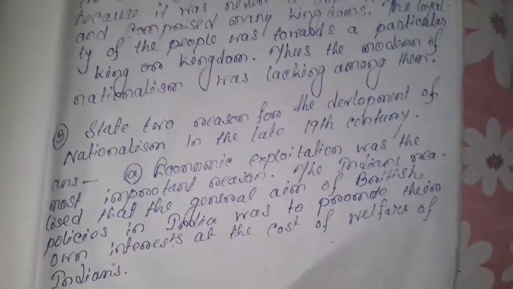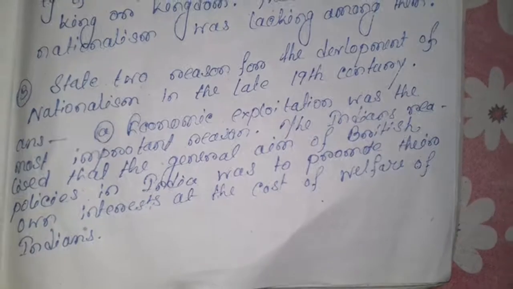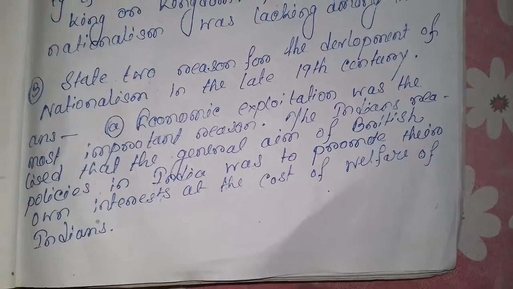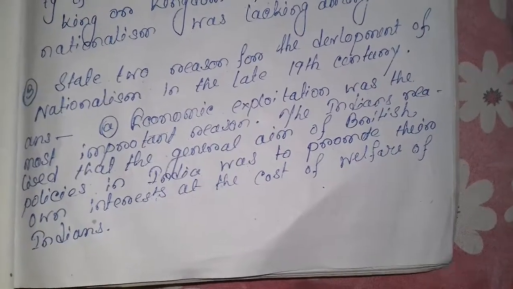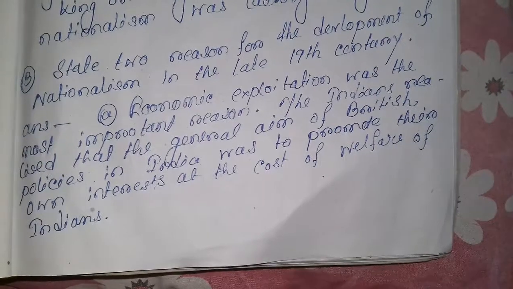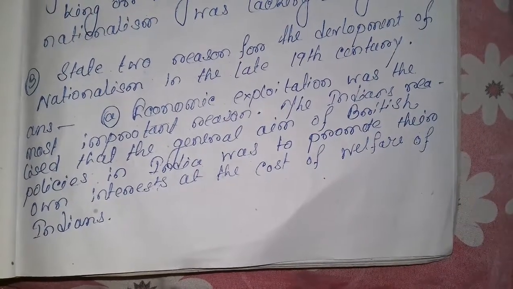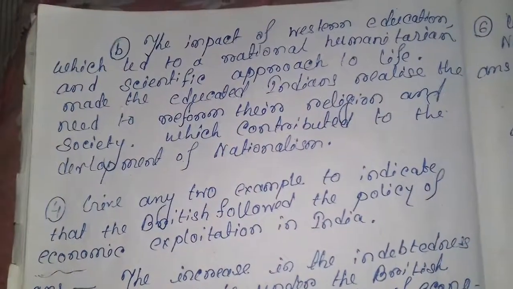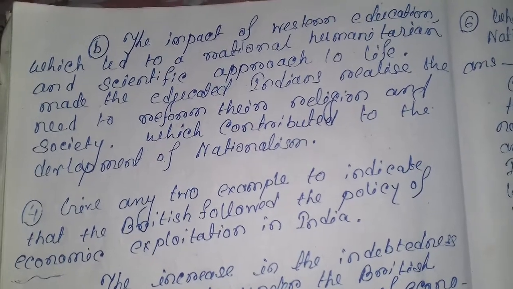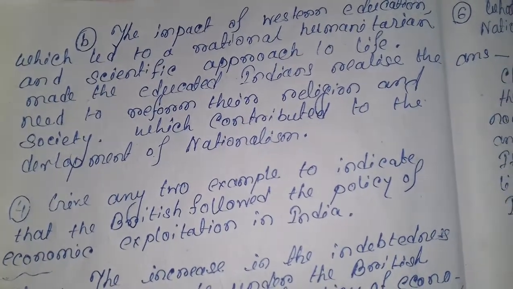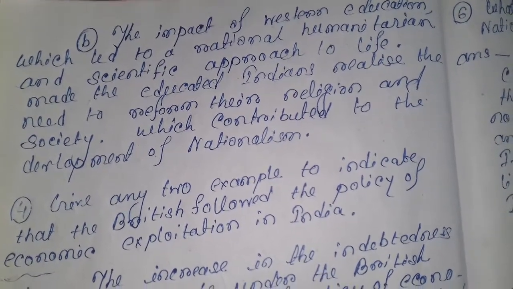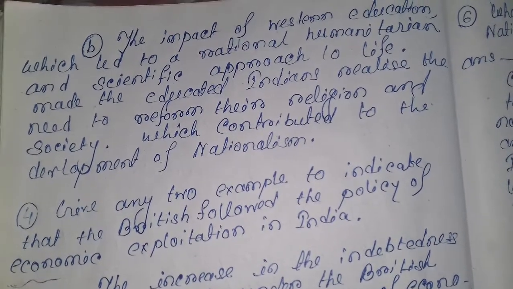Number 3. State 2 reasons for the development of nationalism in the late 19th century. Answer. A. Economic exploitation was the most important reason. The Indians realized that the general aim of British policies in India was to promote their own interests at the cost of the welfare of India. B. The impact of Western education, which led to a rational, humanitarian and scientific approach to life, made the educated Indians realize the need to reform their religion and society, which contributed to the development of nationalism.